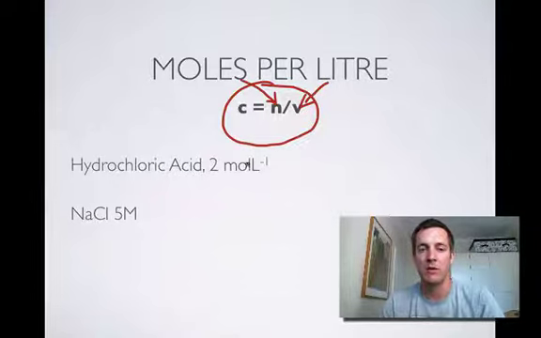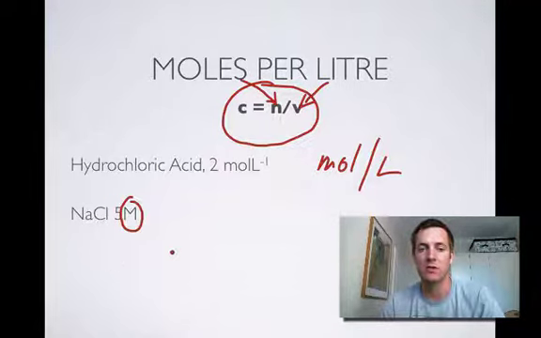There are various ways you see this unit represented. Here's hydrochloric acid concentration of 2 moles per litre. You could also write it as moles divided by litres, which means the same thing. Sometimes you'll see this notation. This reads sodium chloride 5 molar. This capital M is just an abbreviation for moles per litre.